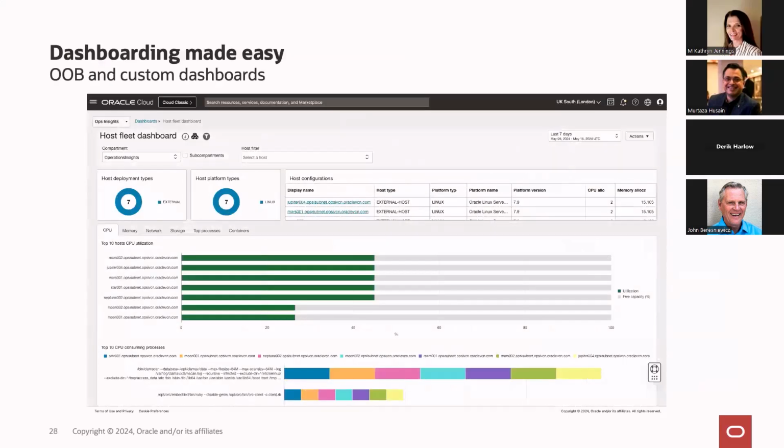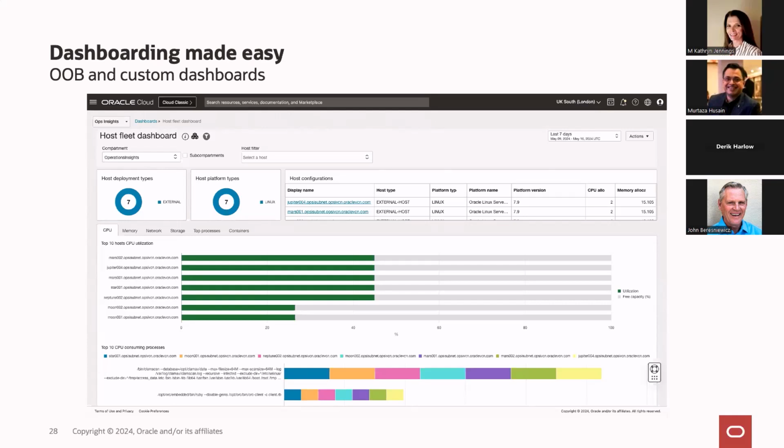Lastly, I want to quickly touch upon some of the dashboarding capability that is there. We are, on a continuous basis, adding a lot of out-of-the-box dashboards into the OCI dashboard repository, right? So if you enable the service, you can use these dashboards out of the box very quickly once your resources are enabled within OCI service.